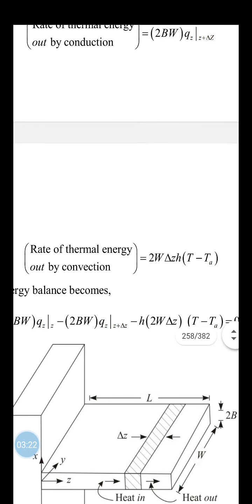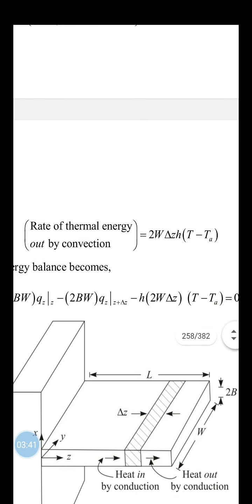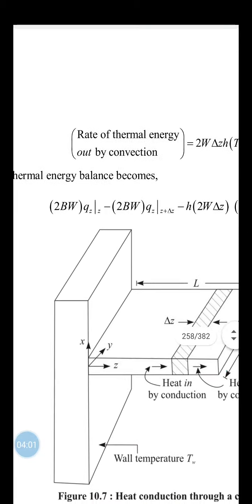One more term that you have to consider in the thermal energy balance is the rate of thermal energy out by convection. Convection means hA delta T. Here it is h, and delta T is T minus Ta. The area for convection will be the same shaded portion area above and below, so it will be 2W into delta z. That is area into h delta T, so hA delta T will be the rate of thermal energy out by convection.